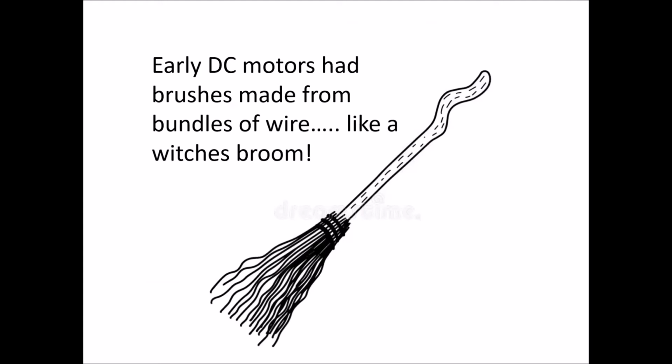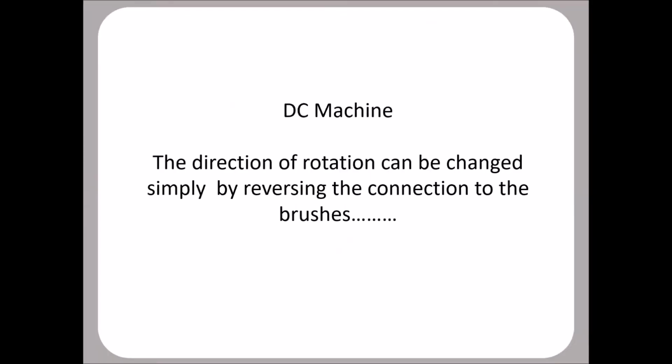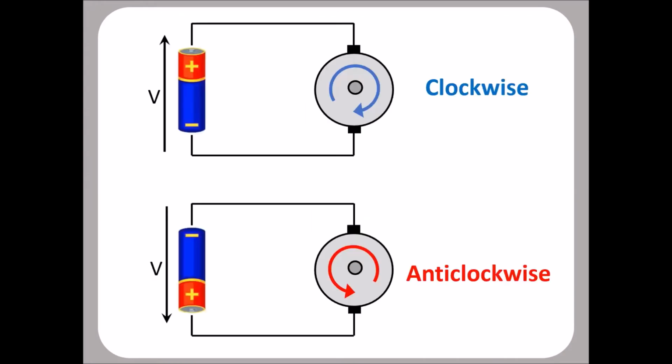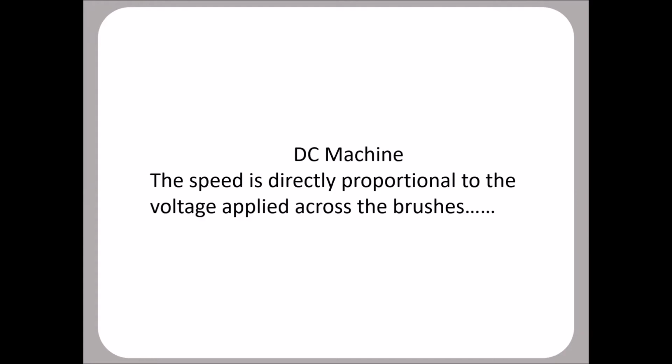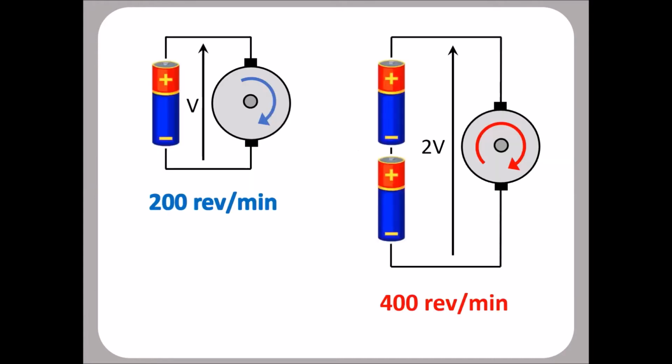Now, I mentioned why the DC machine is very versatile. Well, one of the things that's good about it, if you want it to go the opposite way around, you just reverse the polarity of the supply. So in the top one, it's getting a positive voltage and it runs clockwise. Negative voltage, it goes anti-clockwise. The speed, well, again, it's very simple. The speed is proportional to the voltage across the brushes. So if we have one volt applied, it goes at 200 revs a minute, maybe. Double it, it goes at 400.